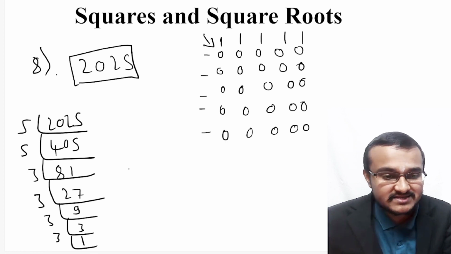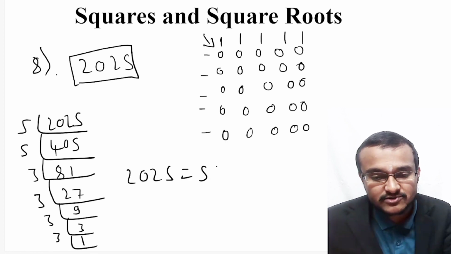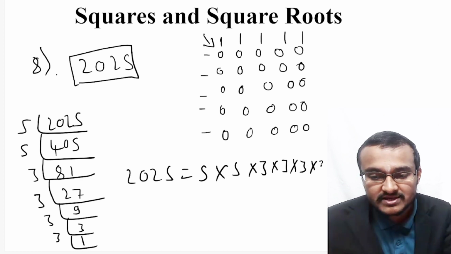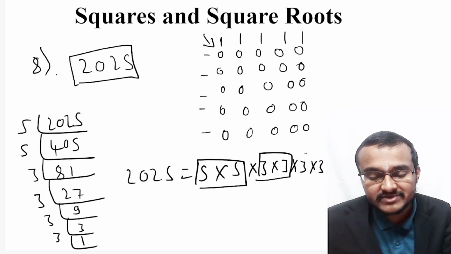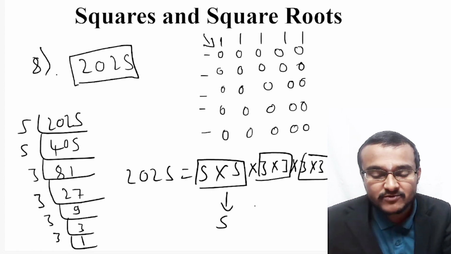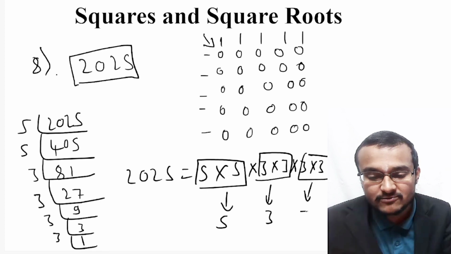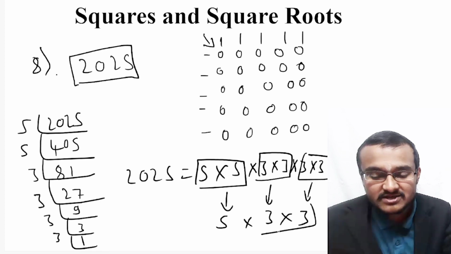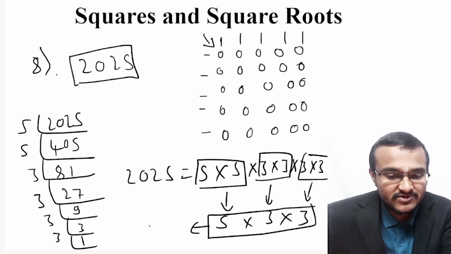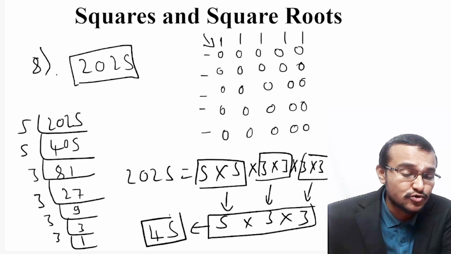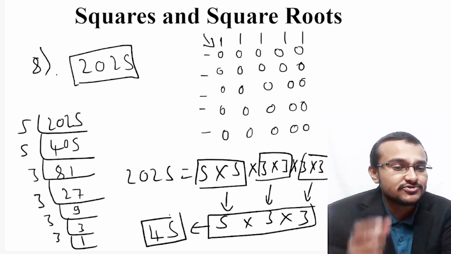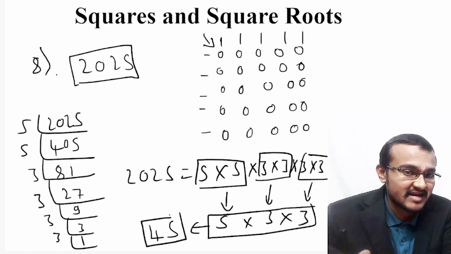So here you can easily see this 2025 is equal to 5 into 5 into 3 into 3 into 3 into 3. So you can go on grouping. This 5 pairs up, this 3 pairs up, this 3 pairs up. So take one 5 from here, one 3 from here, one 3 from here. Just multiply this. When you do 5 into 3 into 3, 5 3s are 15, 15 3s are 45. So total 45 rows and 45 columns you can do, so that you can fit all 2025 plants in a ground where 45 rows and columns will be there.